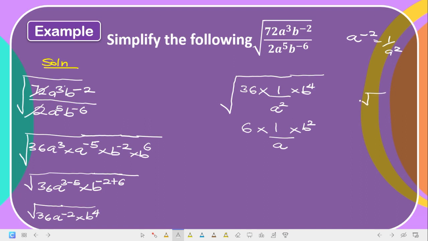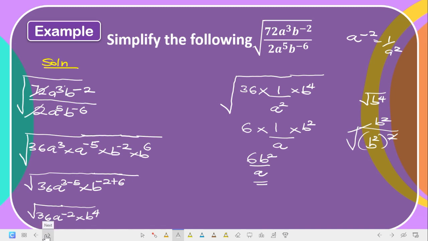Just like you have b to the power of 4, if you square root this, it will give you b square. Exactly. Why? Because b raised to the power of 4 is the same thing as b square, then b square. So when this square cancels this square, what are we left with? B square. Exactly. So our answer will be 6 times 1 times b square. 6 times 1 times b square is what? 6b square all over a. And that is the answer to this question. I believe it's clear enough, right? Now let's go to the next.